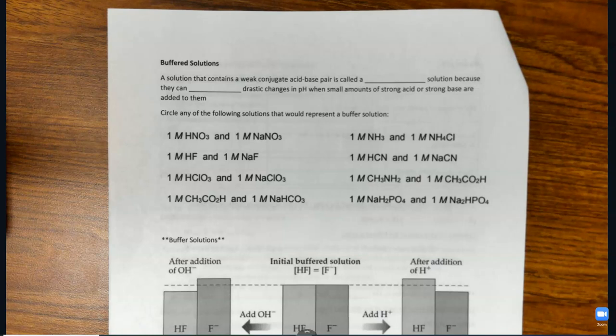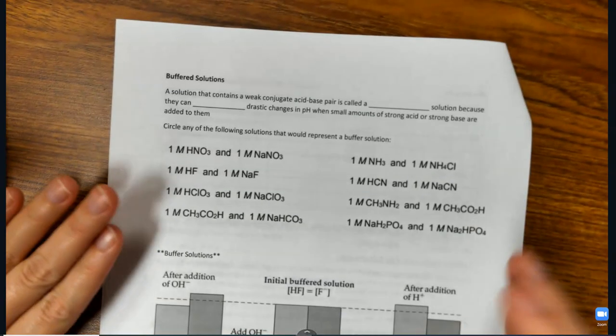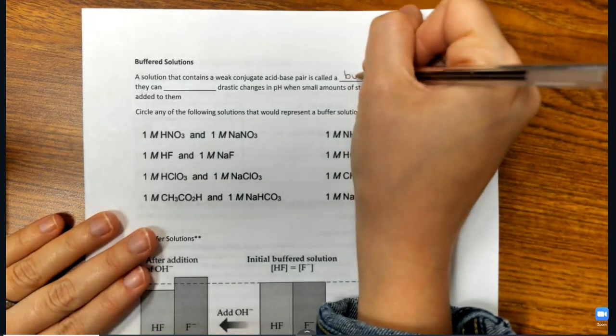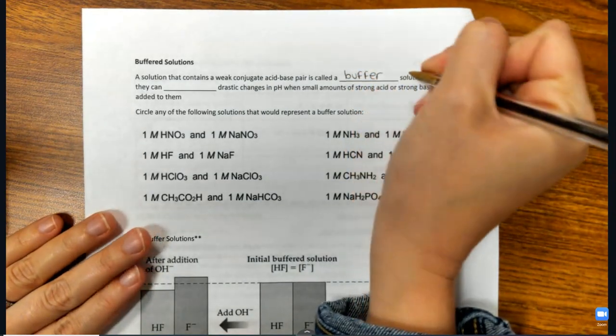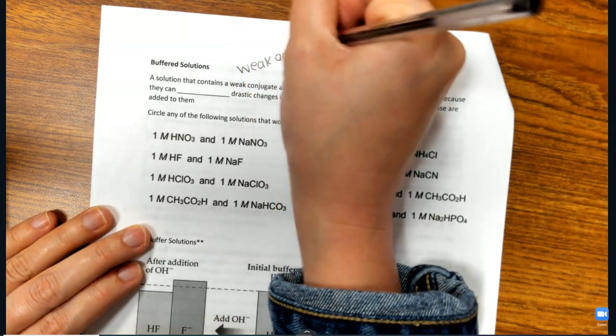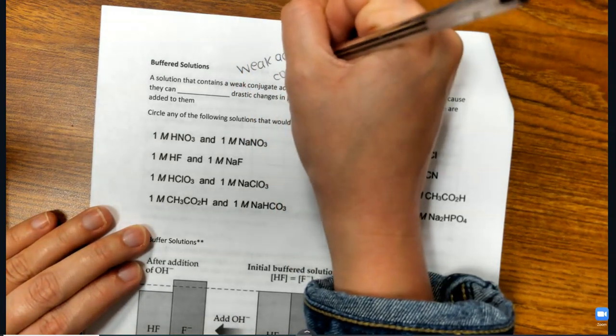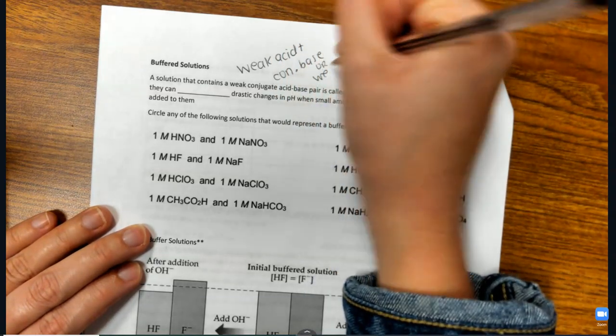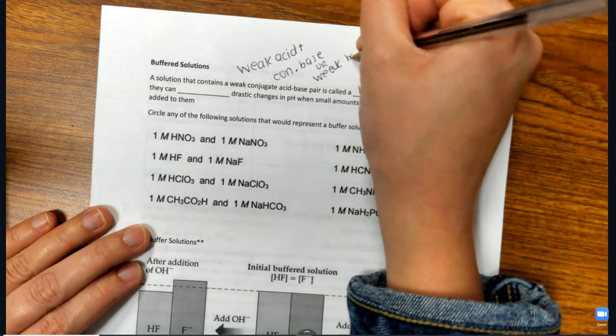Hi everyone, in this video I'm going to talk about what is a buffer solution. So a buffer is any solution that has a weak conjugate acid-base pair. That is a buffer solution. And so what does that mean, a weak conjugate acid-base pair? That means you have a weak acid and its conjugate base. Or you have a weak base and its conjugate acid.